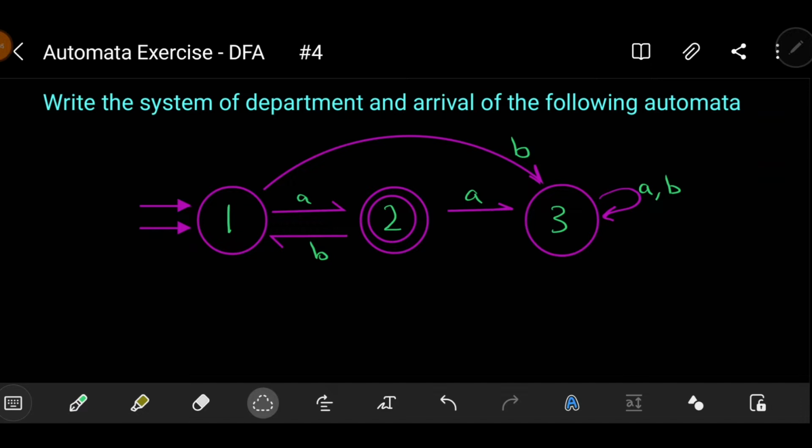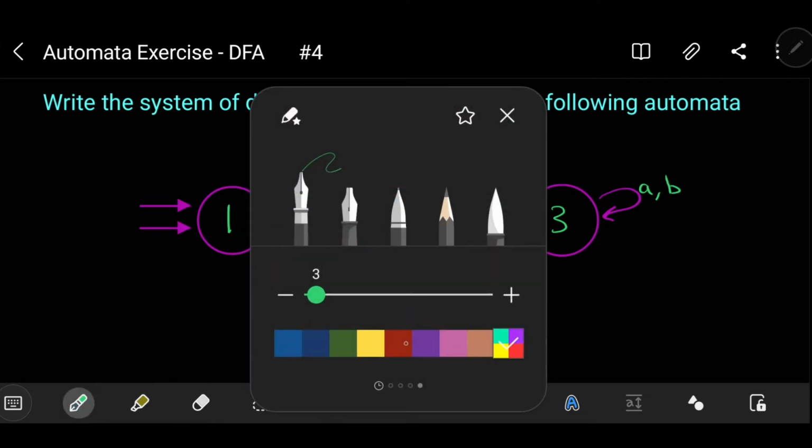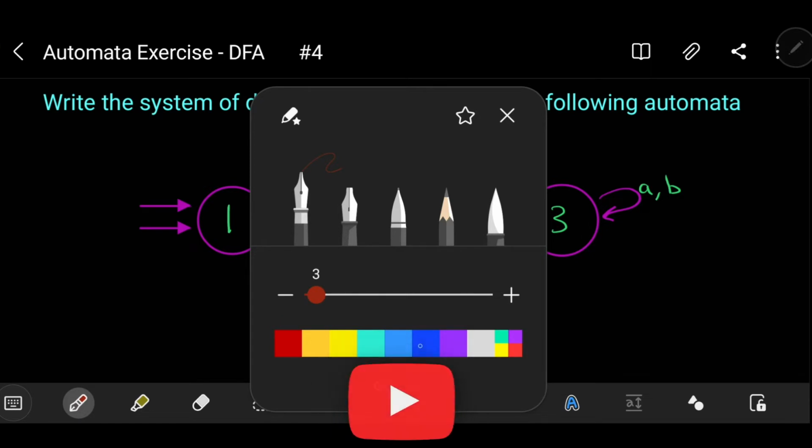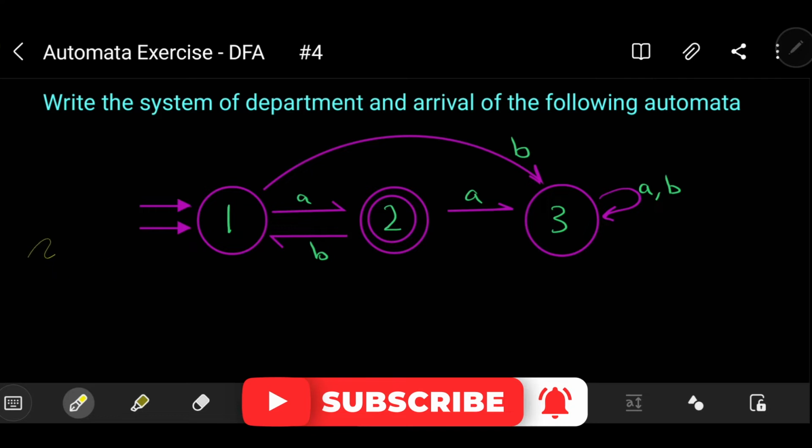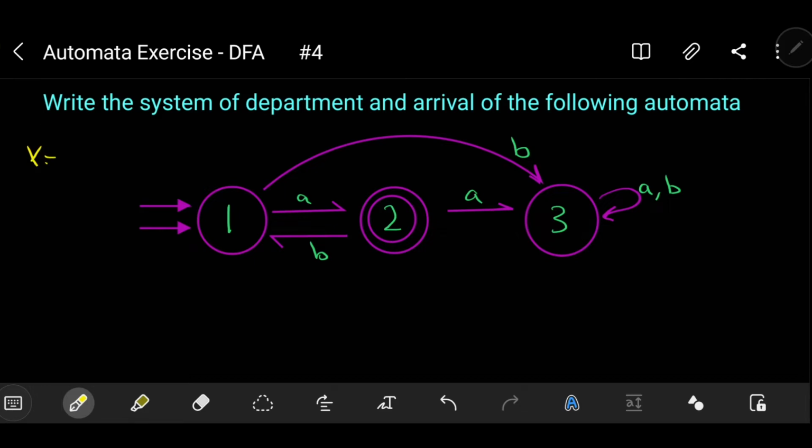We will continue with the automata exercises in the deterministic finite automata. In this exercise number 4, we are going to write the system of departure and arrival of the following automata. We have seen before how to solve this kind of exercise, and as a revision, let me write the formula correctly.